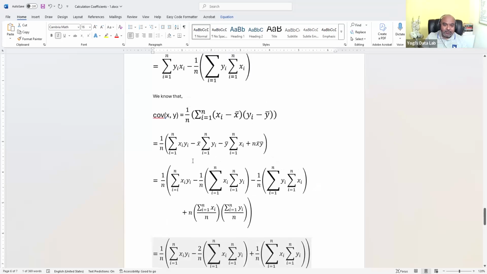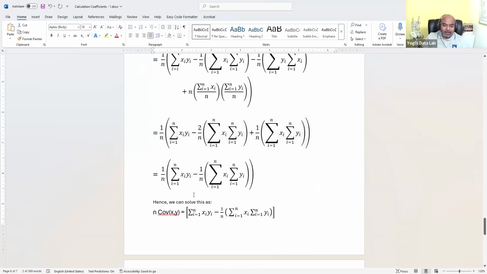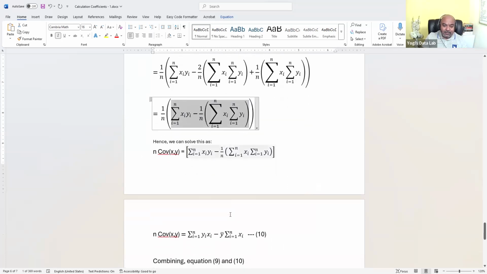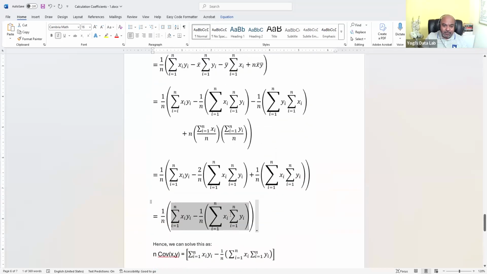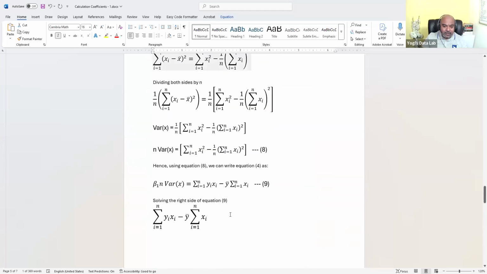Now what is this that we are solving? This is nothing but covariance of x and y. So I can say that n times, if I move this n to the left side, n times covariance of x and y is equal to this part of the equation. Now what is this? This is nothing but, if you look at this one on the right side that we were solving, summation i equal to 1 to n yi xi minus y bar summation i equal to 1 to n xi.